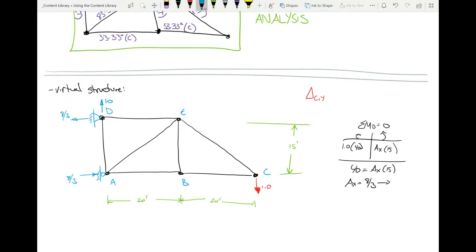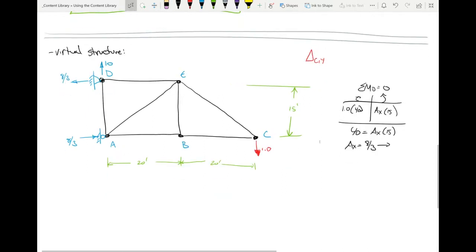Before I jump into the analysis, does anybody see any zero force members? That make our lives a little easier when we do the truss analysis. Would it be BE? You're exactly right. That's a zero force member because there's no vertical load on that joint. So because there's no vertical load on that joint, if I sum forces in the Y direction for that joint, I'm going to get 0 there. So just right off the bat, making my life a little easier doing the analysis.